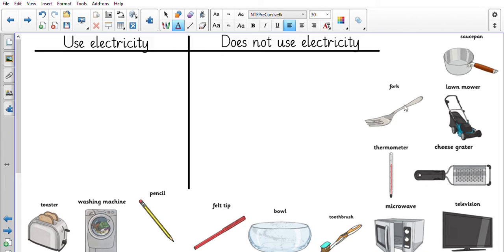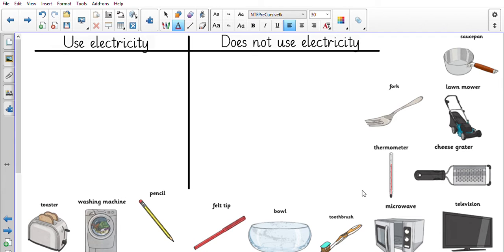Okay. Now, these are some of the things that you may have in your house, and we want to work out which use electricity and which do not. You have got this activity in your booklet. I would like you to pause the video now and have a go at sorting them. Which appliances or which things in your house use electricity and which do not. Have a go at sorting it now.